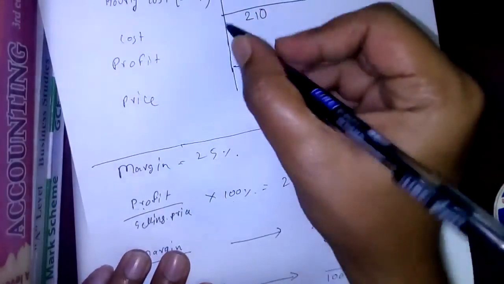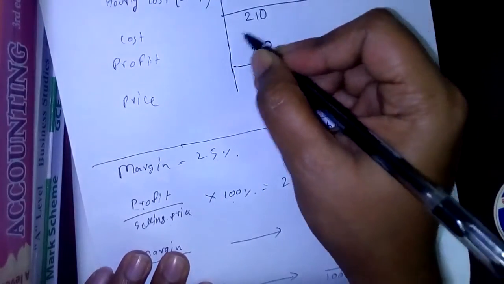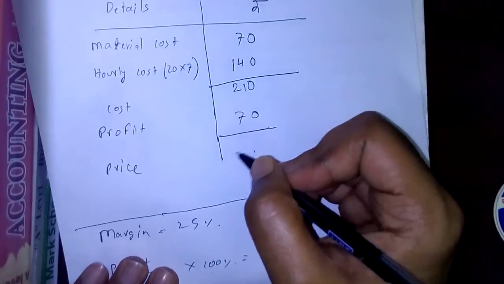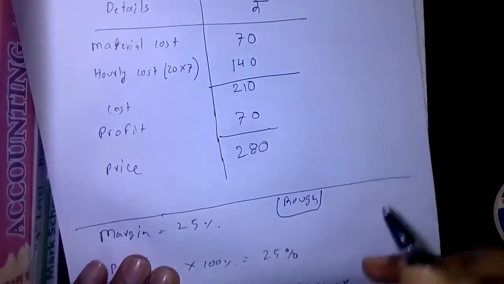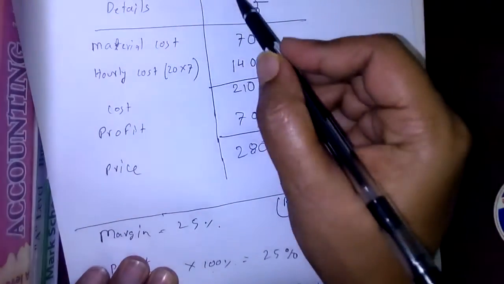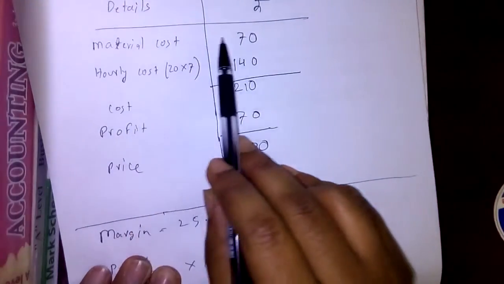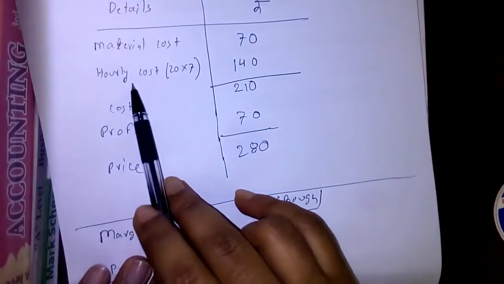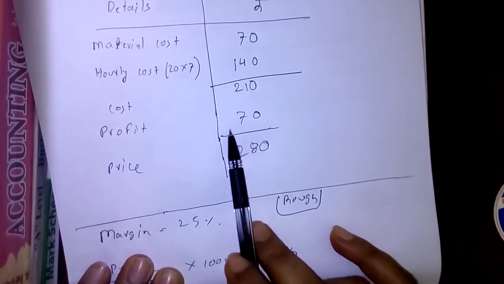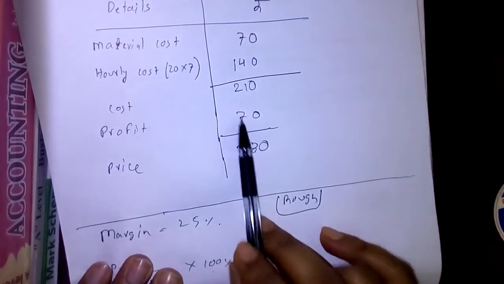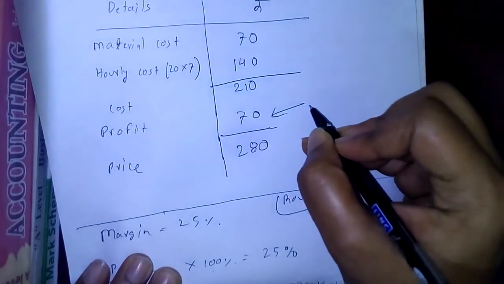Now add this profit over here, and by adding the profit to the cost, we get the price of this particular job, which is 280. So this is the quotation where we first write all the material cost, then we write the hourly cost, we find the cost of doing the job, and then we try to find out the profit. This is the tough part. This is where most people can't solve.